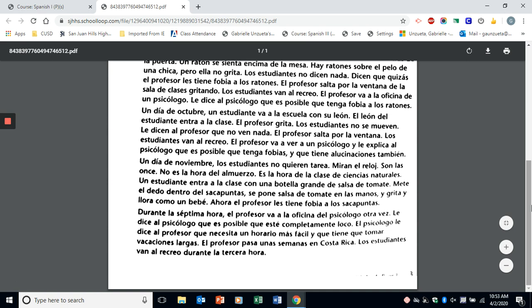So now we're in October. One day in October, a student goes to school with his lion. The lion of the student enters the class. The teacher screams. The students don't move. They say to the teacher that they don't see anything. The teacher jumps through the window. The students go to recess. The teacher goes to see a psychologist and explains to the psychologist that it's possible that he has phobias and that he even has hallucinations also.